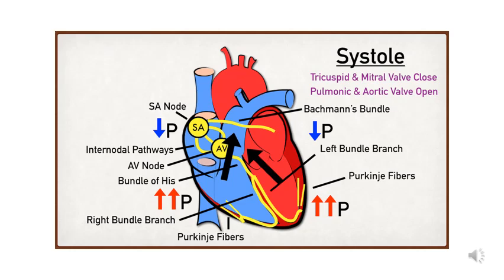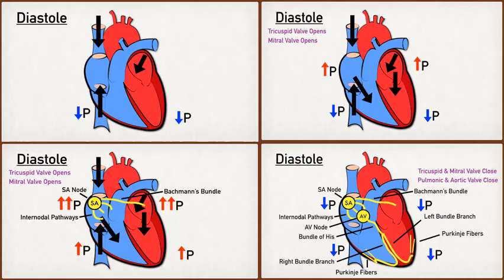Valves. AV valves, tricuspid and mitral, closed to prevent backflow. Semilunar valves, pulmonary and aortic, open to allow blood to exit. Diastole, relaxation phase. What happens? The heart muscles relax, allowing the chambers to fill with blood.